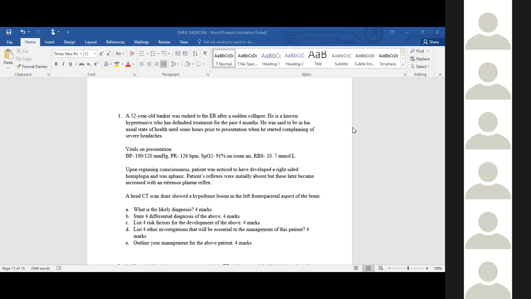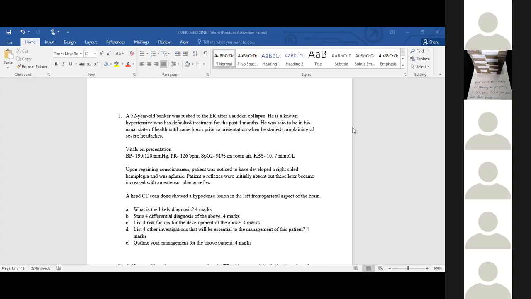So the problem is he's a known hypertensive and he has defaulted. Before he collapsed, he complained of severe headache. And after he regained consciousness, he has right-sided hemiplegia. So I think he suffered a CVA.